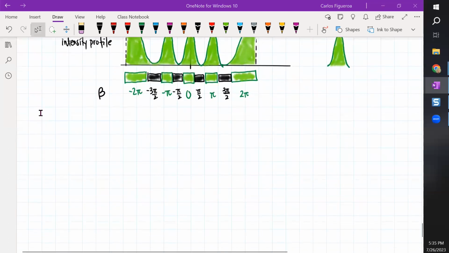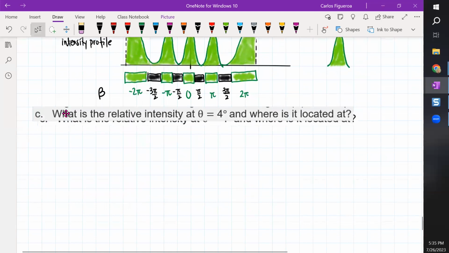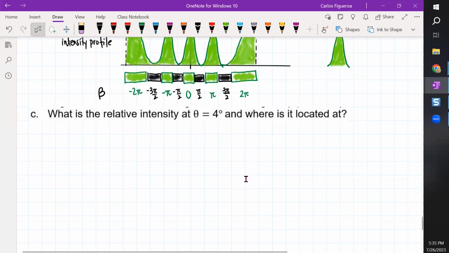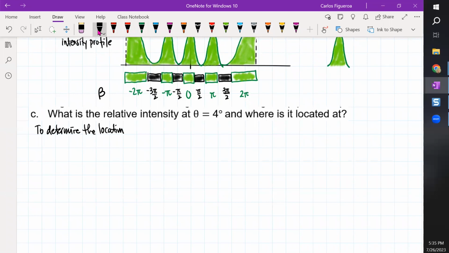So now if I come over and look at the next piece here, what is the relative intensity at 4 degrees? And what is its location? And where is it located in the interference pattern? So to determine the location of theta equal to 4 degrees, we must calculate beta at theta equal to 4 degrees.